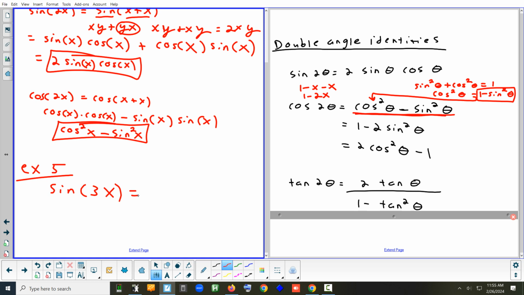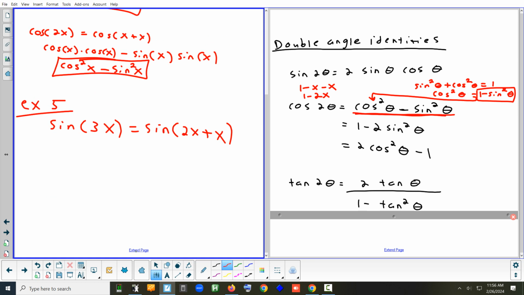So I want you to think of how we can rewrite 3x in terms of something we already know. 2x plus 1x. Exactly. Now this is sine of a what? Sum. So use the sine sum formula on them and see what happens. What's the template when you're doing sine? Do we group them or do we mix them? Mix them.